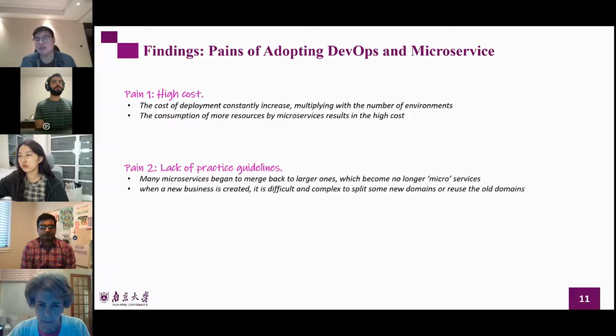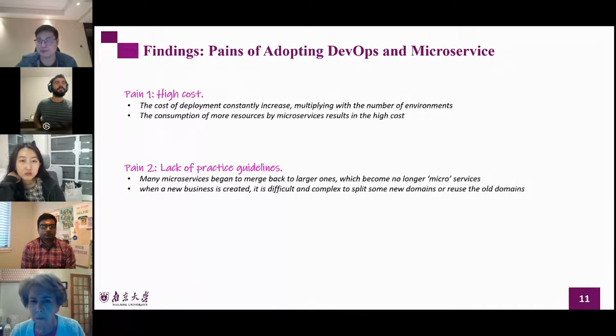Lack of practice guidelines. This pain is especially significant in microservice-oriented decomposition. Also, many approaches for microservice decomposition have been proposed. Software teams occasionally felt overwhelmed in their daily work, where the business changes seem out of their control.